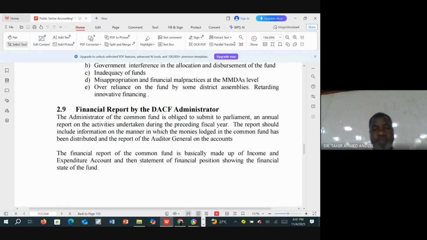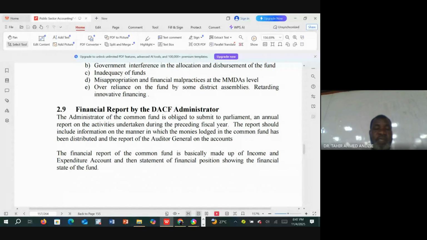Financial report by the fund administrator. The administrator of the common fund is obliged to submit to Parliament an annual report on the activities undertaken during the preceding financial year. The report should include information on the manner in which the monies lodged in the common fund have been distributed and the report of the Auditor General on the account.